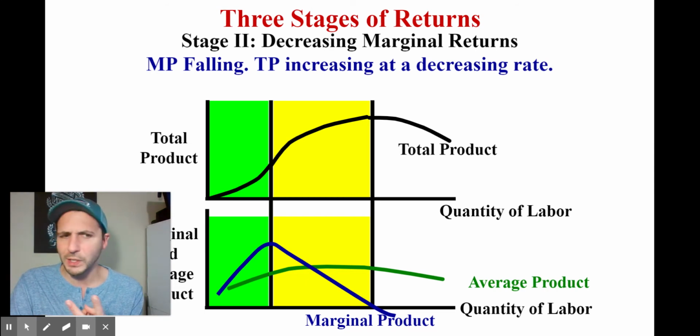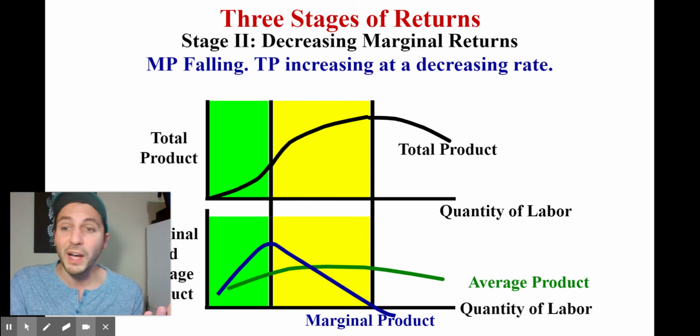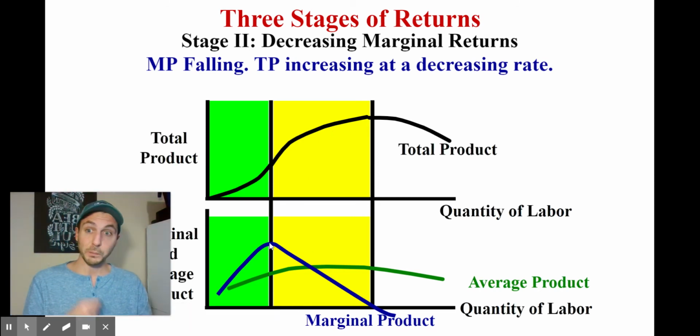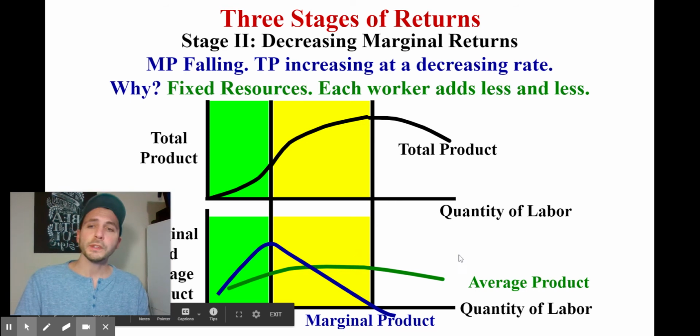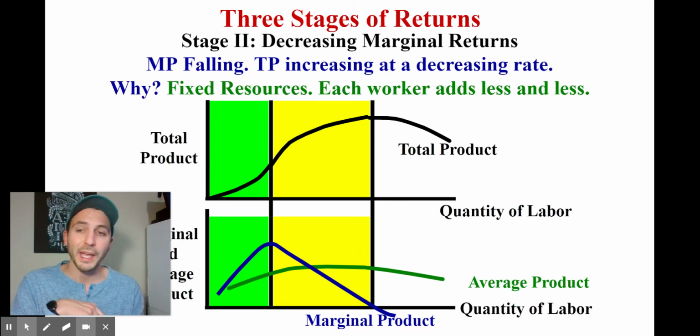So remember, our second worker gave us 30 additional pizzas, but my fourth or fifth worker might have only given me 5 additional pizzas. Well, that's significantly lower than 30, but it's still more pizzas than I had before. So total product is still going up, but it's tailing off at a decreasing rate, where marginal product, or the additional pizzas that individual can produce, is going down. The reason for this is we have fixed resources. Each worker that I add to that fixed resource is going to add less and less.